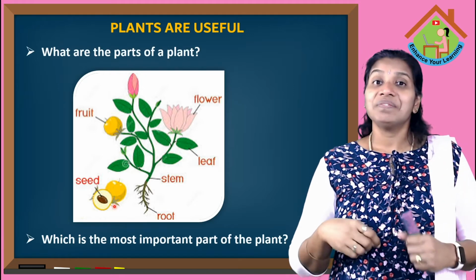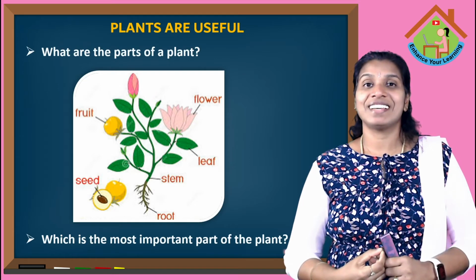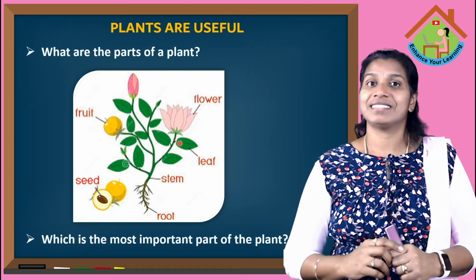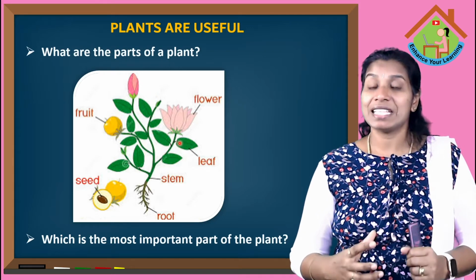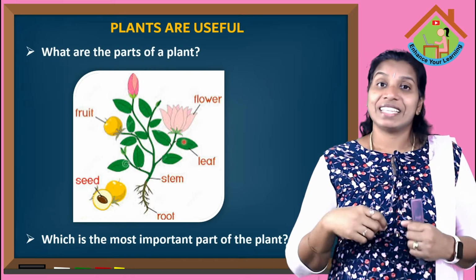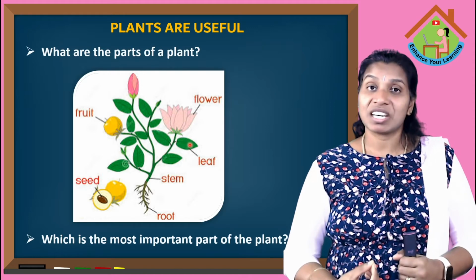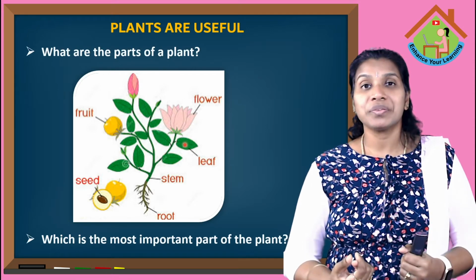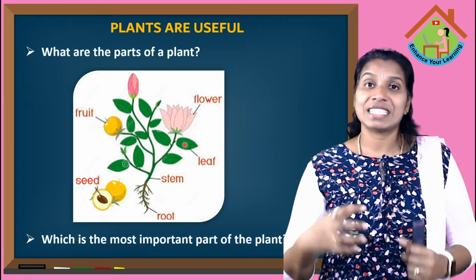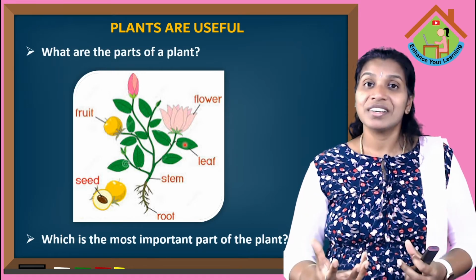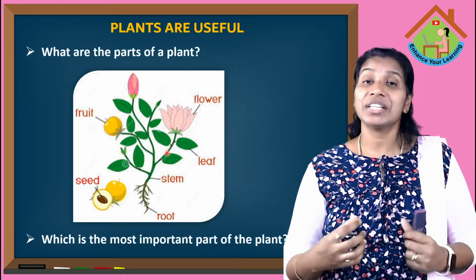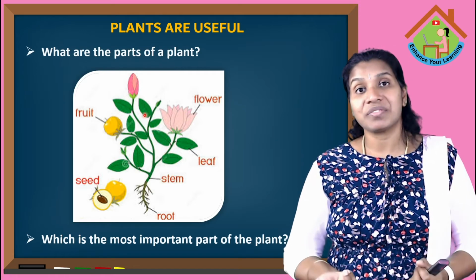Okay, kids? Which is the most important part of the plant? Leaves are called the most important part of the plant. Why? Because leaves have chlorophyll. Chlorophyll means the leaves are green in color, right? So the green color pigment present in the leaves is called chlorophyll. How will it produce the food? With the help of carbon dioxide, sunlight, and water, these leaves prepare food for their own need, and the extra food is stored in the form of starch in different parts of the plants.